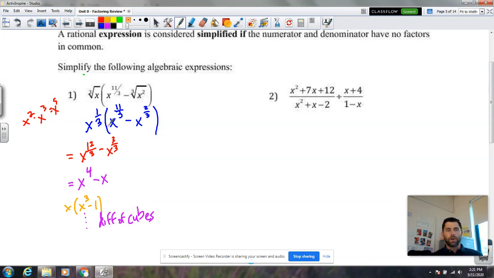Okay, so if you need to pause, rewind, rewatch, that's what these videos are for. Slow me down if you need to. Number two, we have division of two rational expressions. All right, so we have these fractions to deal with.